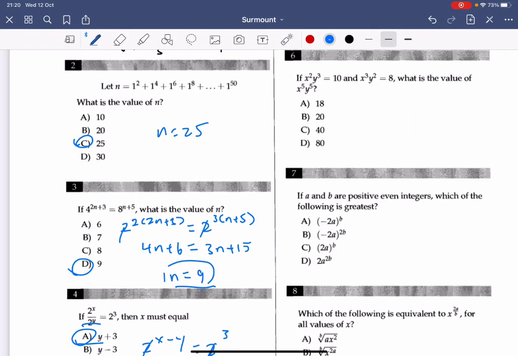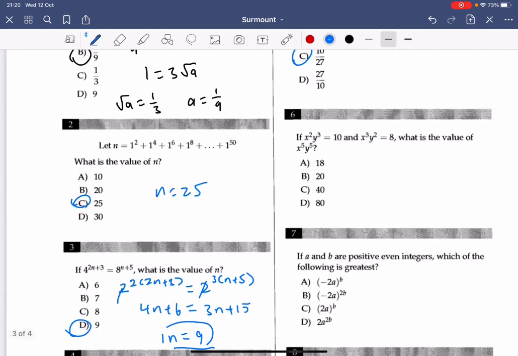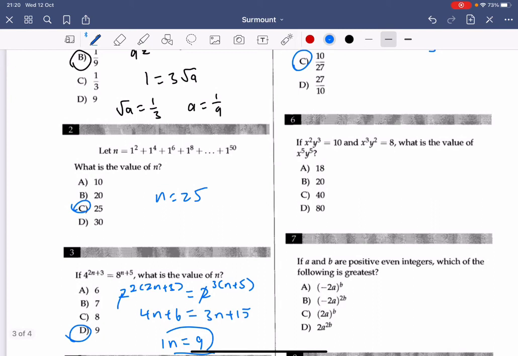Number 6 here, let's see. Yeah, so multiply both sides of the equation. If you multiply both sides, the left hand side gives x to the power of 5, y to the power of 5, and the right hand side gives 80. So multiply these two, the value will be 80. So the answer to number 6 is D.